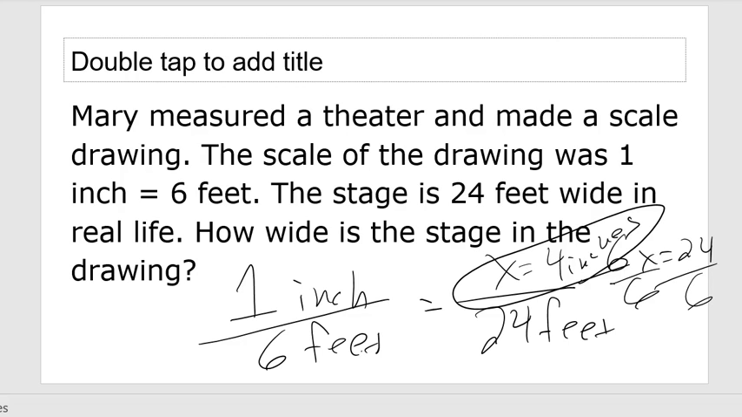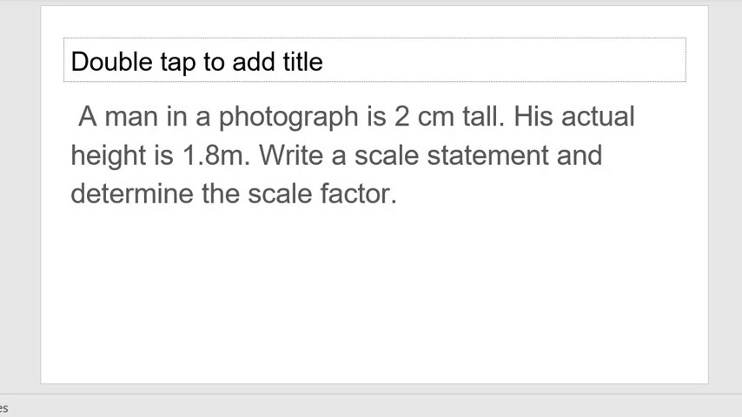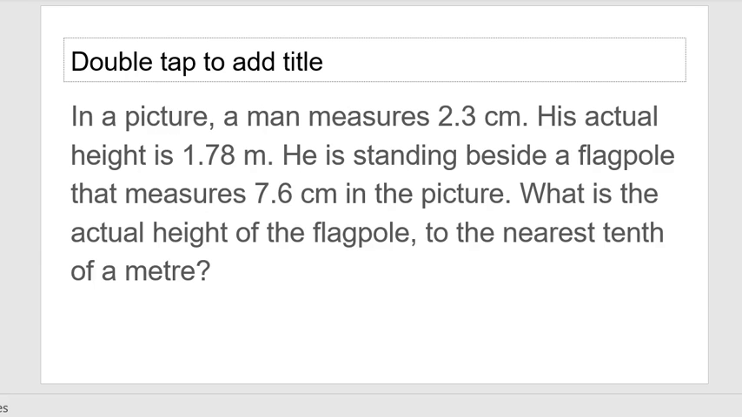Alright, a few more of these. Not this one, this one. It says in the picture a man measures 2.3 centimeters. His actual height is 1.78 meters. He is standing beside his flagpole that measures 7.6 centimeters. In the picture, what is the actual height of the flagpole?